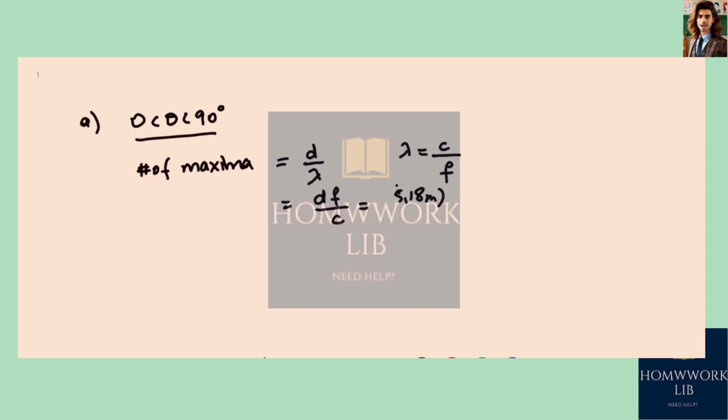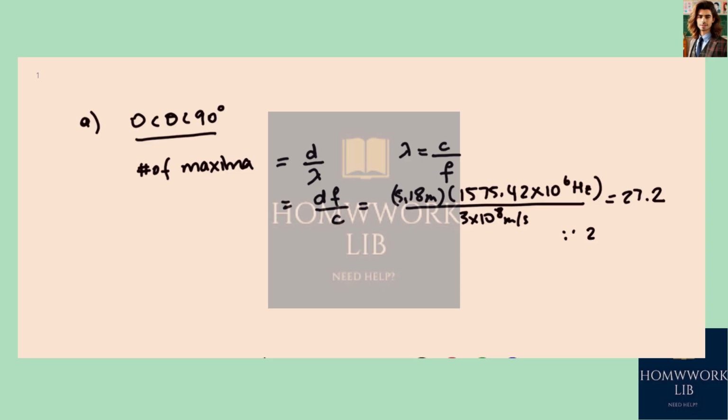5.18 meters is the distance. Frequency is 1575.42 times 10 to the power 6 hertz divided by 3 times 10 to the power 8 meters per second. We find it to be 27.2. Of course, we're going to round down to the nearest integer. Thus, it's going to be 27. There's going to be 27 angles.